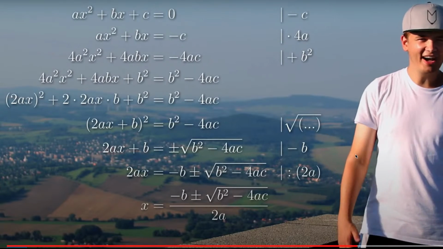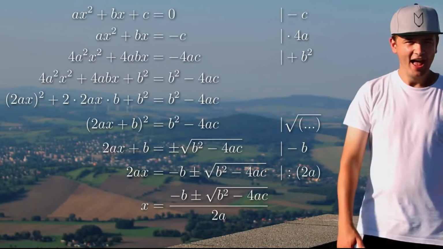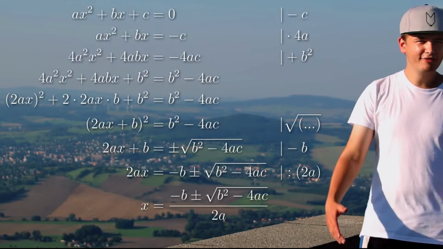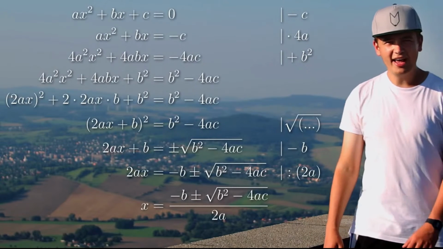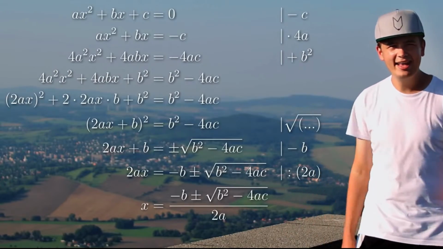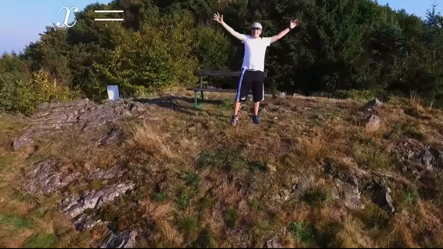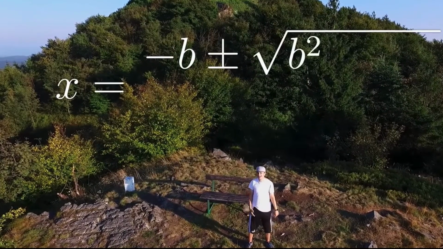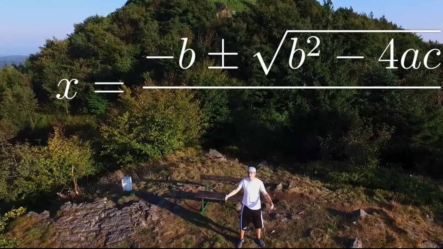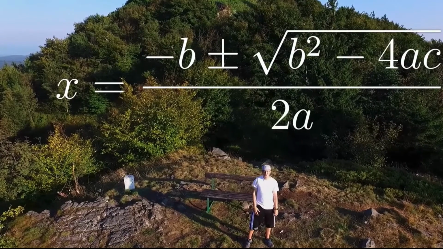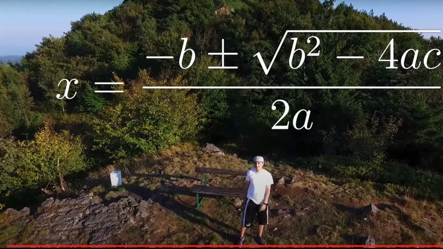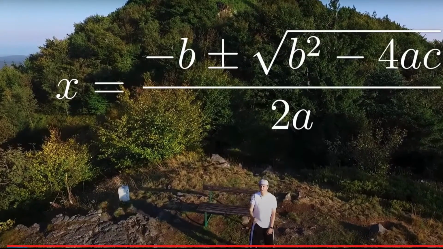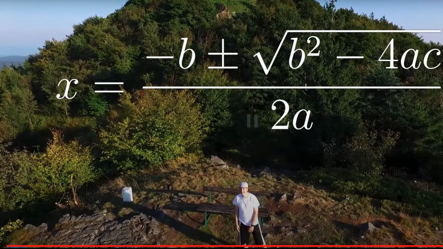Negative b plus or minus the square root of b squared minus 4ac over 2a, negative b plus or minus the square root of b squared minus 4ac over 2a. You've seen this video years ago, yeah. Not sure when this was posted. It's got like 3 million views, so it's pretty popular.